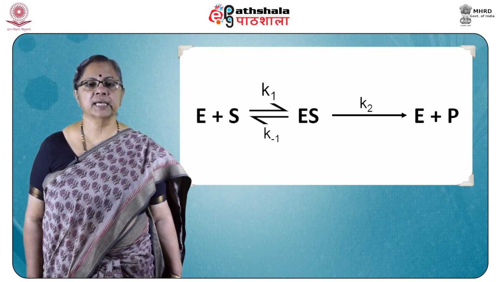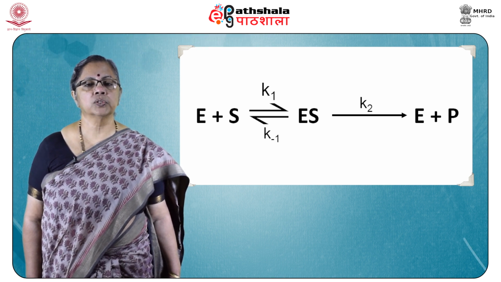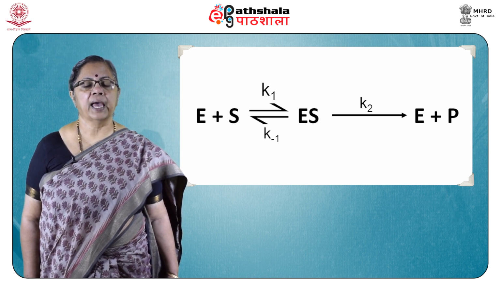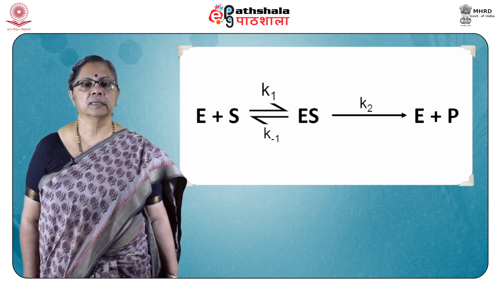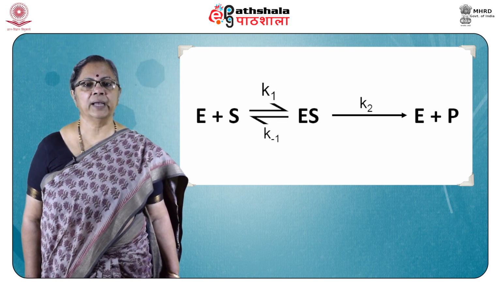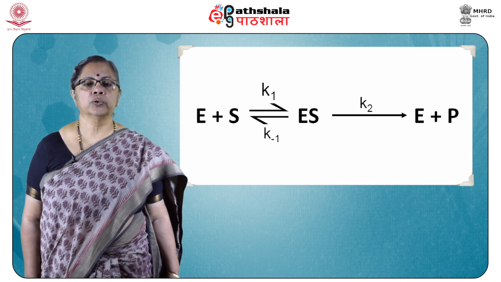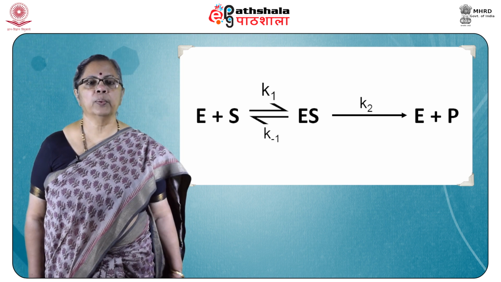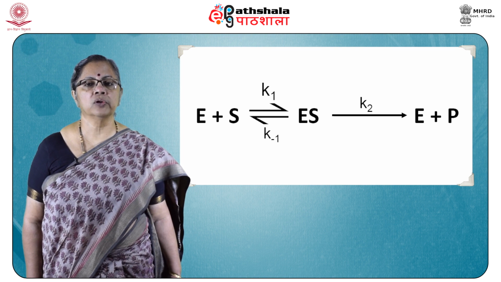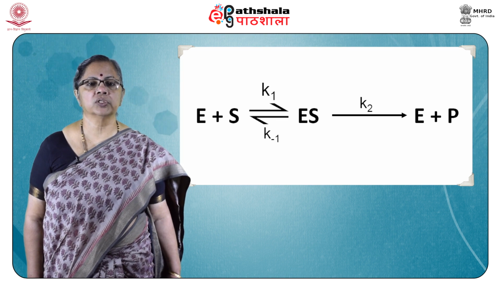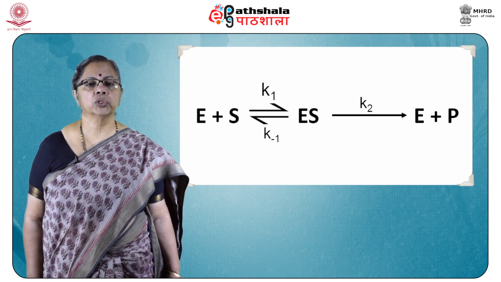First of all, E plus S gives rise to ES, which can then break down to give you E and product. E plus S giving rise to ES, the forward reaction, has a rate constant k1. ES dissociating to give back E and S has a rate constant designated as k minus 1. k1 is the rate constant for the formation of ES, k minus 1 is the rate constant for the dissociation of the ES complex, and k2 is the rate constant for the formation of product.